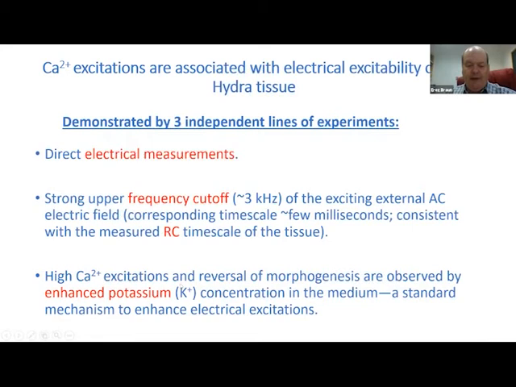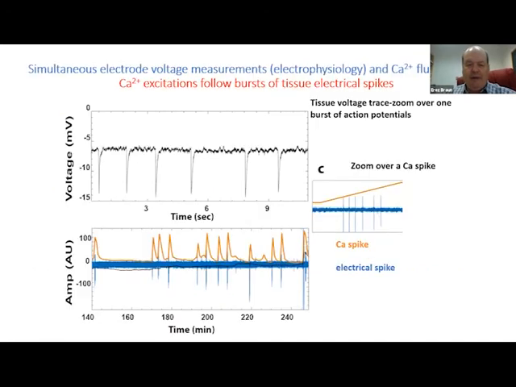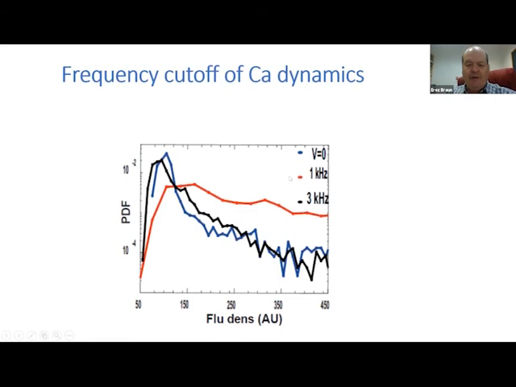And also you can create high excitation of calcium by enhancing the external potassium concentration, which is a standard way to do it. Just let me show you the electrical excitation. This is a parallel measurement of fluorescence of the calcium and direct electrophysiological measurement by an electrode. This is a burst of action potentials measured directly, that you see here. And every burst of calcium follows a burst of action potentials, which are electrical excitations of the tissue. This is just to show the frequency cutoff, but I'm going to skip this because of lack of time.